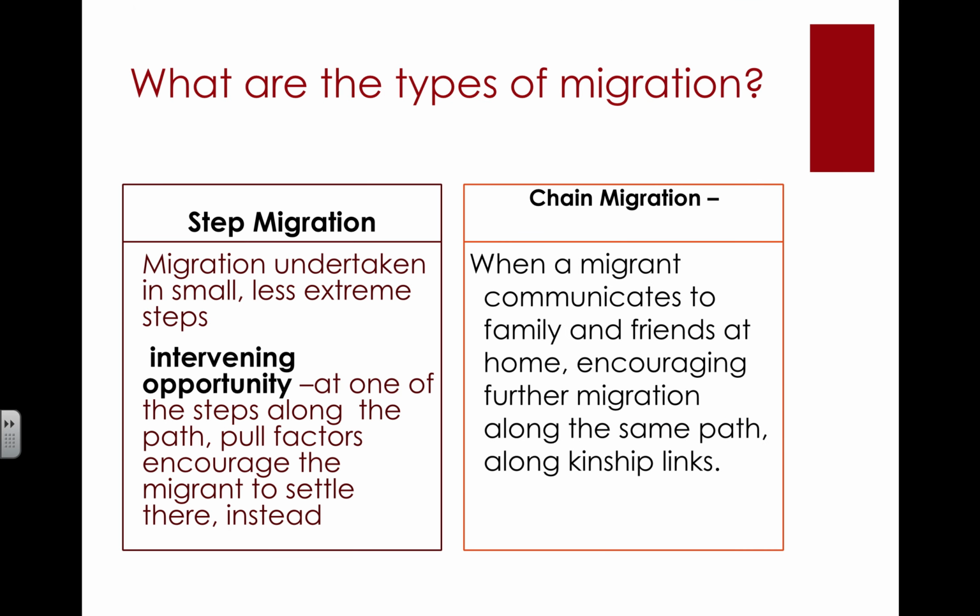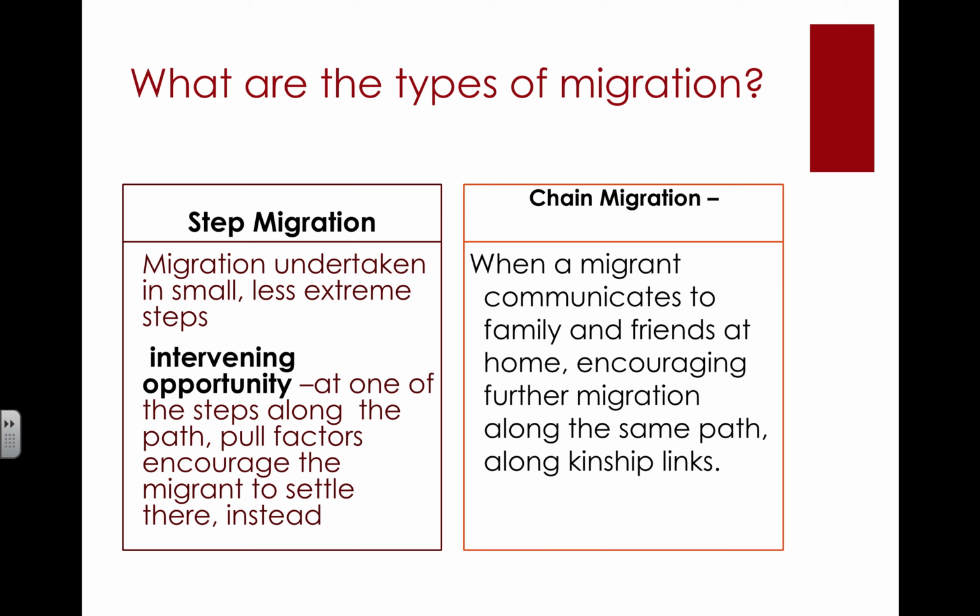Two other types of migrations, step migration and chain migration. Step migration is a migration that's undertaken in small and less extreme steps. So someone first moves to one place and then maybe to a farther place and then a farther place from there. Usually, step migration occurs if someone intends to go a very far distance. In step migration, they will move to the first place and then they will have some sort of intervening opportunity. So one of those steps along the path, some sort of opportunity emerges that encourages that migrant to settle there instead.